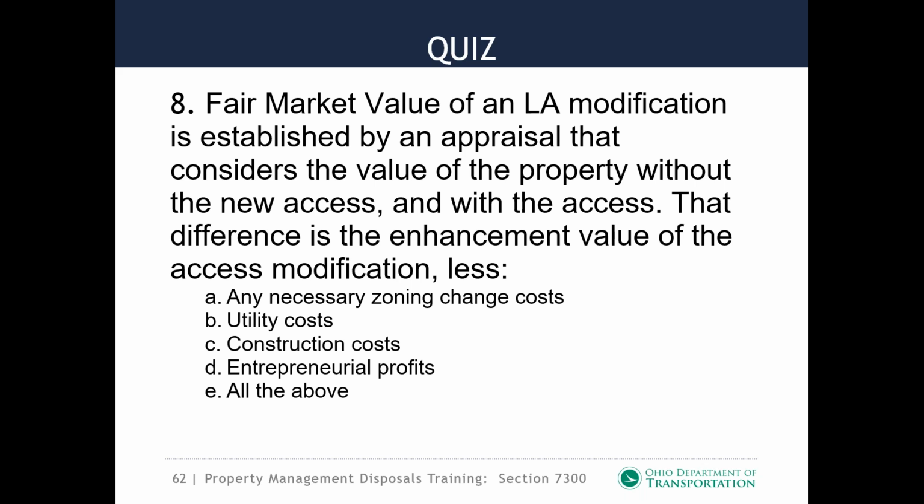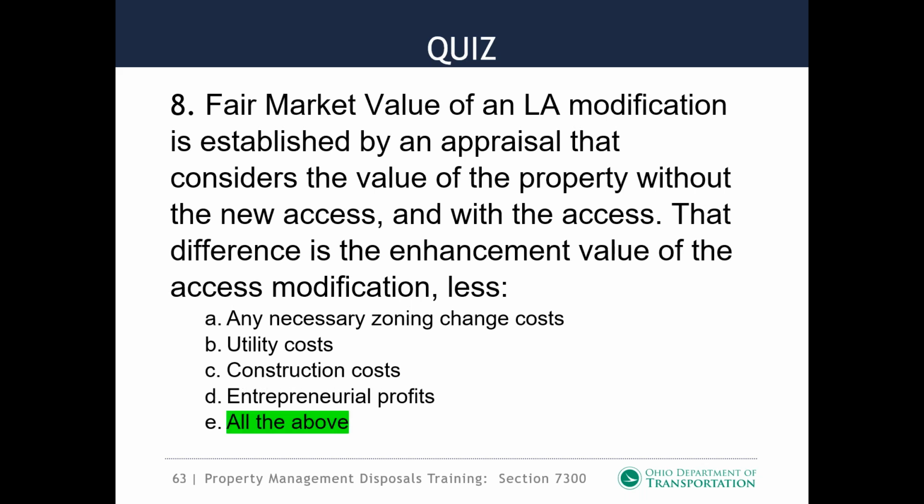All right, we got a bunch of E's and one C like cat. It is E, all of the above. So if the property owner, when they go to the zoning board, has to pay a bunch of money for permits and maybe to get a zoning variance or something, they can use that. If they have utilities to get connected up, they can use that. Construction costs, entrepreneurial profits, they can deduct that all from the enhancement value.